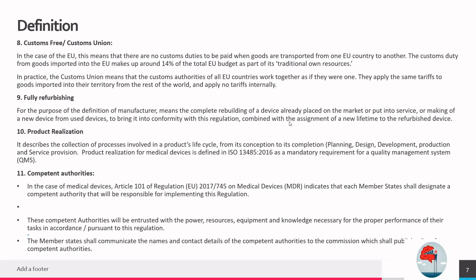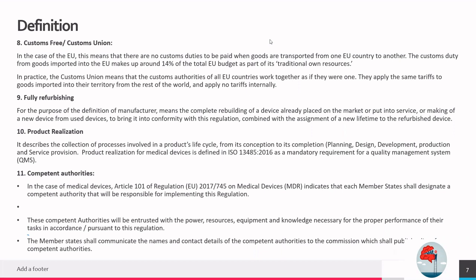Fully refurbishing, what does this mean? For the purpose of the definition of manufacturer, it means the complete rebuilding of a device already placed on the market or put into service, or making a new device from a used device to bring it into conformity with this regulation, combined with the assignment of a new lifetime to the refurbished device. Its earlier lifetime is gone, you are making it new again and following all the regulations, QMS, validation, testing, etc. Then it is called a refurbished device.